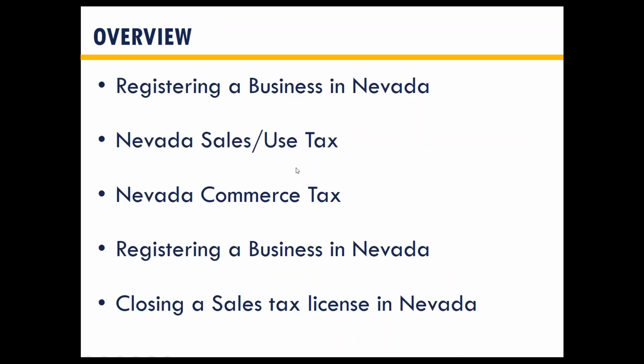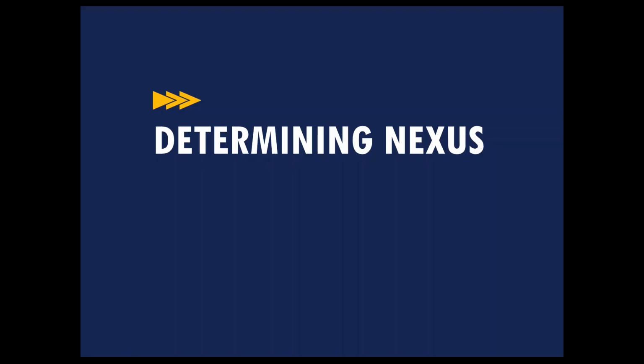So last night, Stacy and I realized that we have kind of duplicated our bullet points here, so I apologize for that, and we'll be adjusting that. We're going to go over how to register a business in Nevada. We're also going to go over some sales and use tax. We're going to touch on Wayfair, which has been everybody's favorite topic lately. Stacy is the one that's going to dive into the commerce tax, and then I'm going to go over some audit information in Nevada, and then also how to close a sales tax license in Nevada.